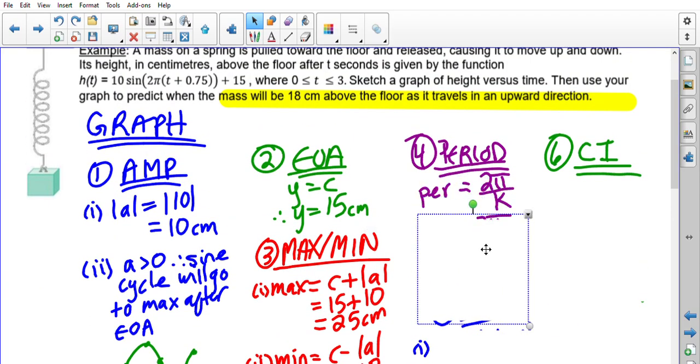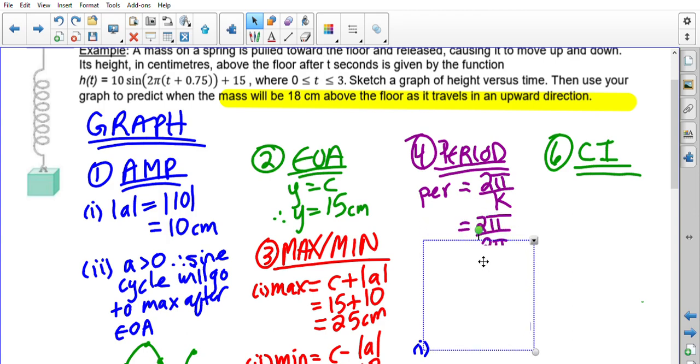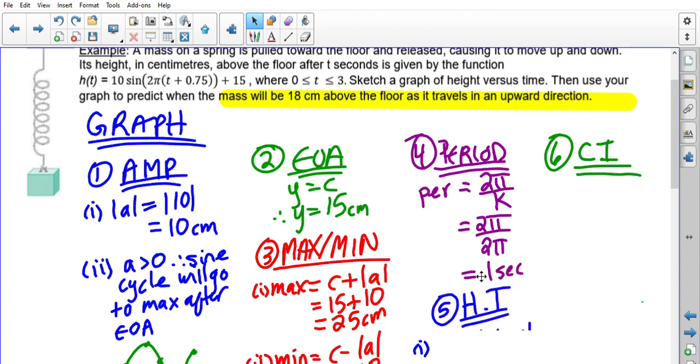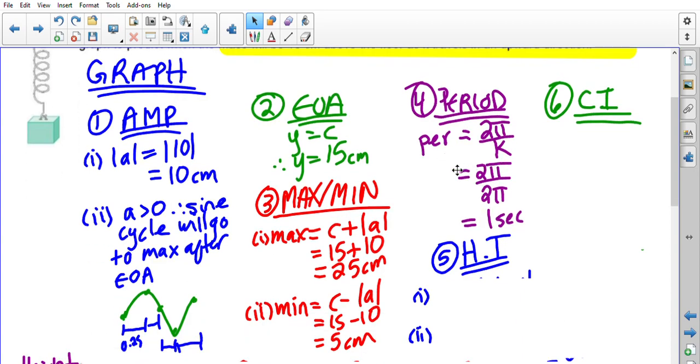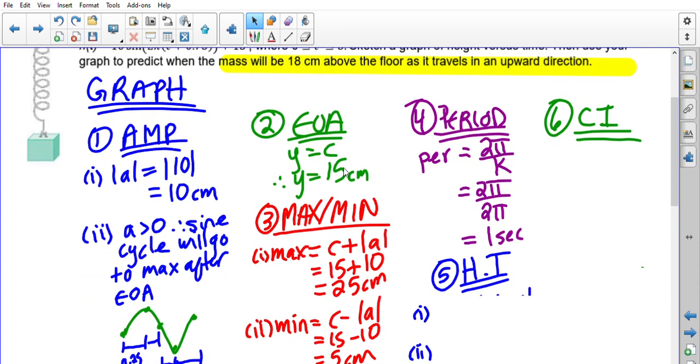Our period is going to be 2 pi divided by k, so that's 2 pi divided by 2 pi, so a period of 1 second, because time was in seconds. Remember, period deals with the x-axis, which is time. The y, max and mins and things like that deal with the y coordinates, which represent height.